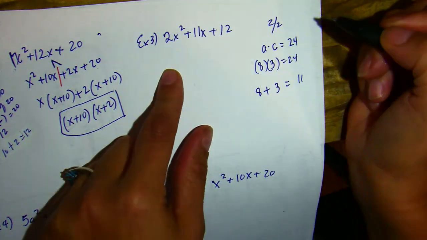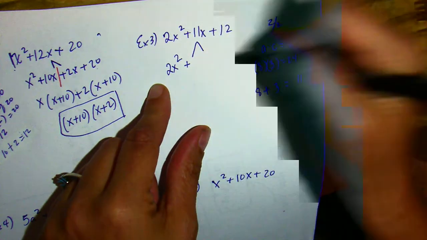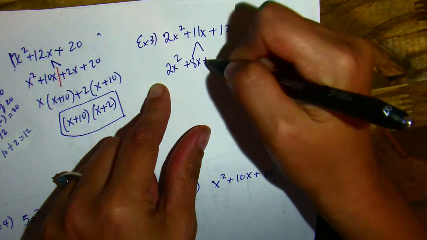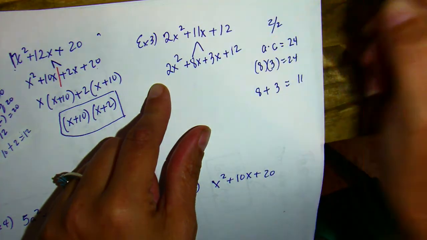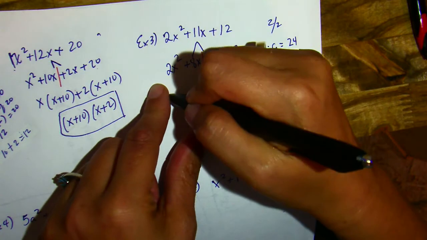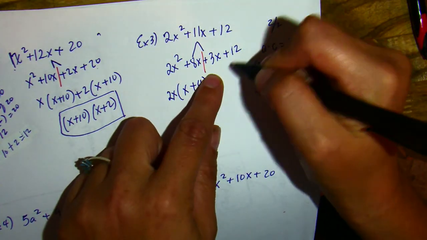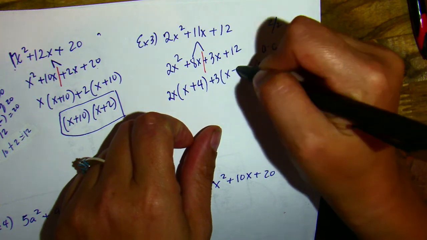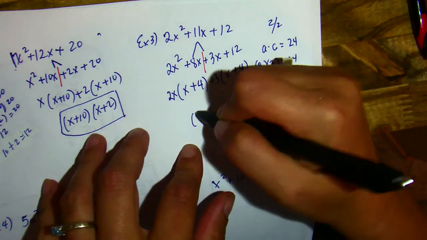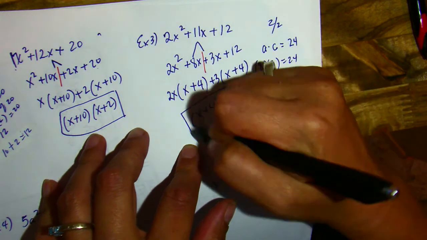So again, what do we do with those two numbers? You're breaking up the middle term. 2x squared plus 8x plus 3x plus 12. And now we are factoring by grouping. Split it up. First two terms have a 2x in common, that would give me x plus 4. The back two terms have a positive 3, and that would give me x plus 4. Notice they both have an x plus 4 in common now, and we have 2x plus 3, and we're done.